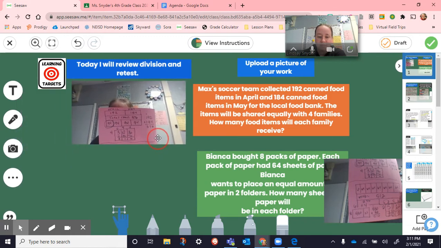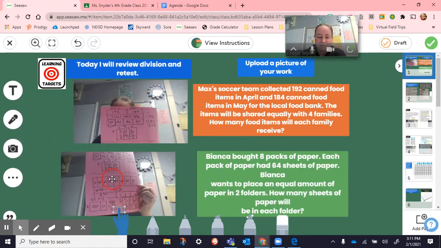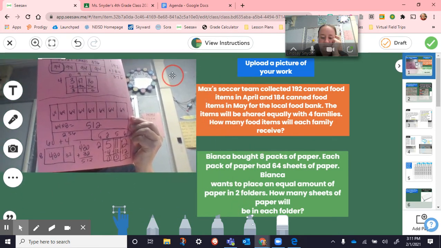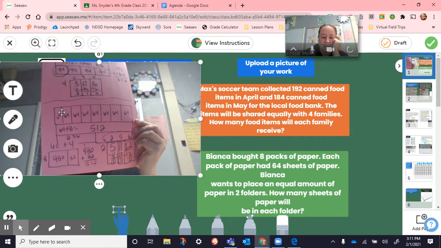Then in this second problem that we did together, this one is about packs of paper, and Bianca bought 8 of them, and in every single pack, she has 64 sheets. So on this one, if you look right here, here's my 8 packs, 1, 2, 3, 4, all the way down. Each pack has 64 sheets, so we put 64 inside. And same thing, before we go and try to start splitting them, we needed the total first. So we did 64 times 8, which equals 512.